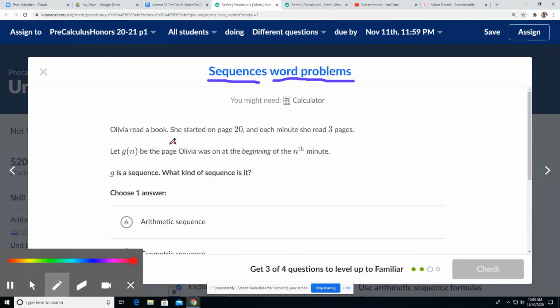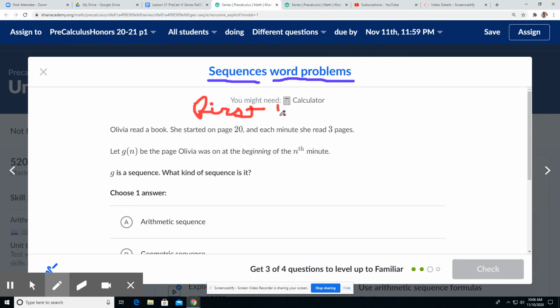All right, Olivia read a book. She started on page 20. Each minute she reads 3 pages. Let G sub n be the page Olivia was on at the beginning in the nth minute. So in the first minute, she was on 20. So this is the first term again, first term. Very common, giving you the first term. It's the 20. And she read 3 pages every minute. Each minute she read 3 pages. That's a constant growth.